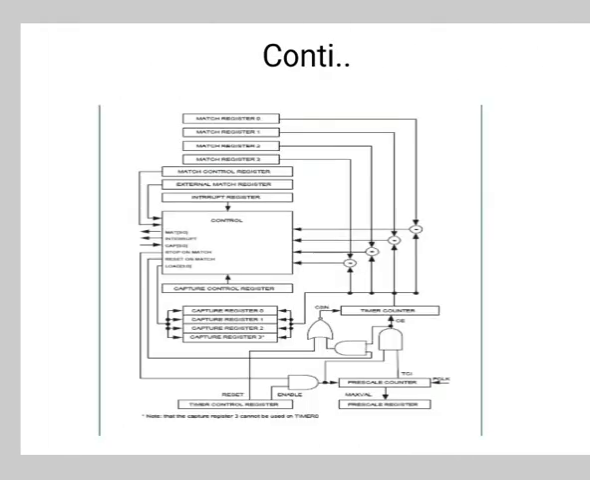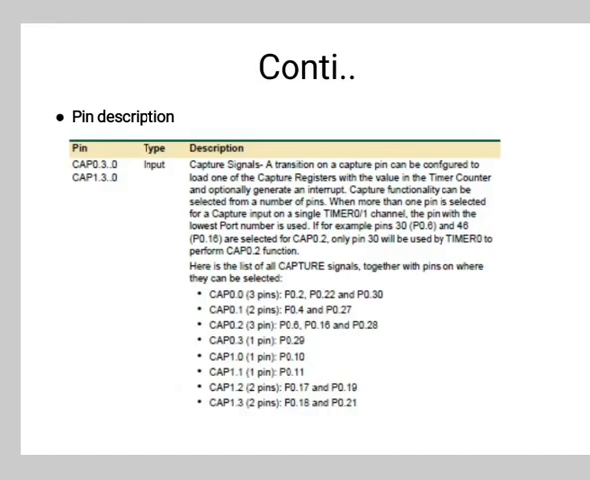So this diagram shows the timer block diagram, which consists of match registers 0 to 3, the match control register, external match register, and interrupt register. Then it has a control block and capture control register. It has capture registers 0, 1, 2 and 3, the timer control register, prescale counter, prescaler register, and timer counter. Then next is the pin description.